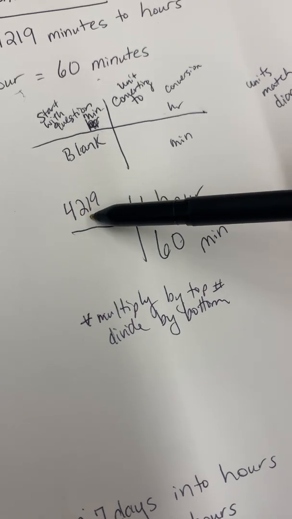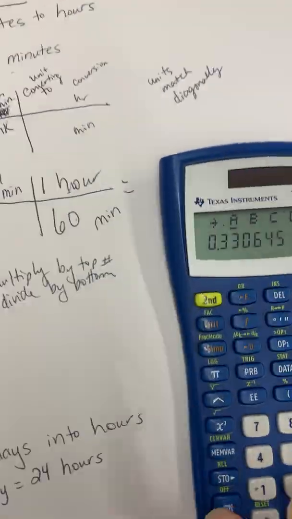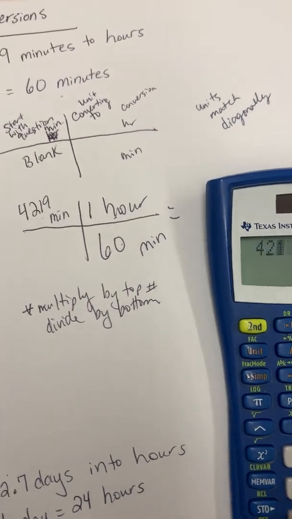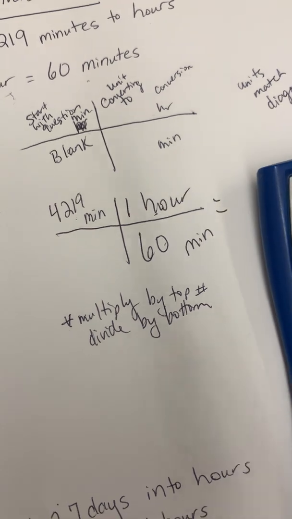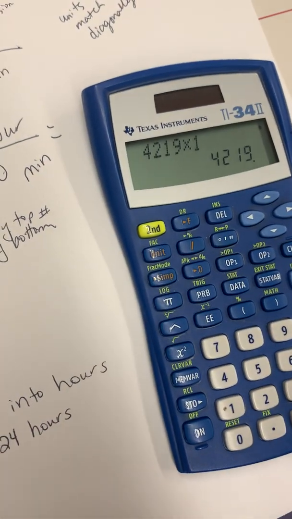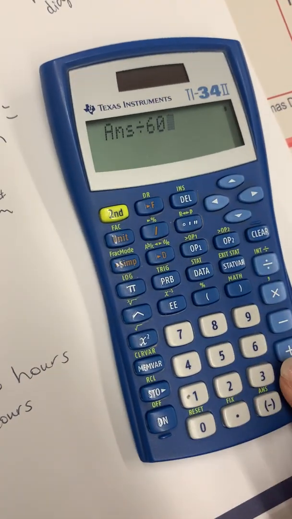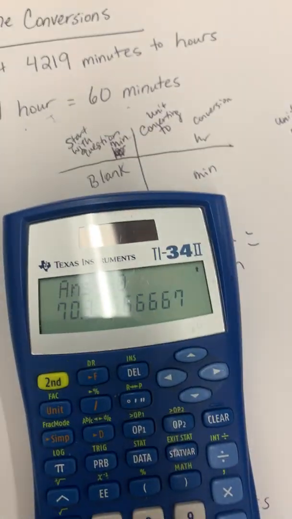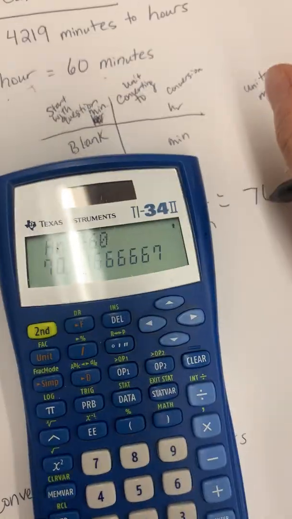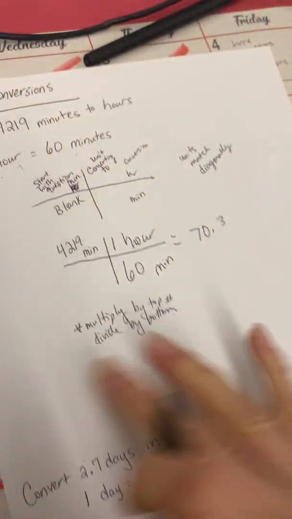So you're going to start at this one in your calculator, 4219, which, let's get it over here, 4219 in the calculator. You're going to multiply by the top number, so that's times 1, which obviously for us doesn't change, and then you're going to divide by the bottom. So I'm going to divide by 60. So that is 70.31 blah blah blah. We can round, right? It doesn't matter. 70.3, there's a big glare. 70.3 is fine with me.